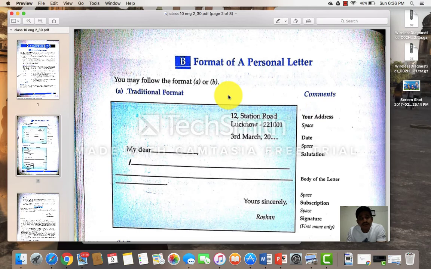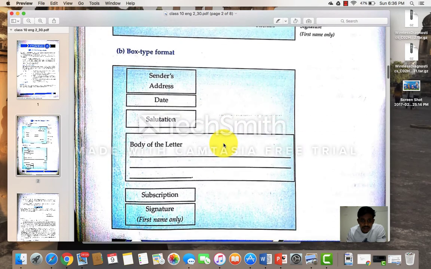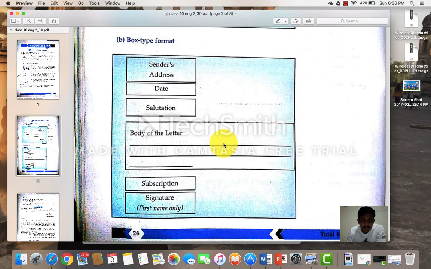Today we will learn the formats of a personal letter. As you are able to see on the screen, this personal letter has two formats. One is the traditional format. The other one is the box type format.